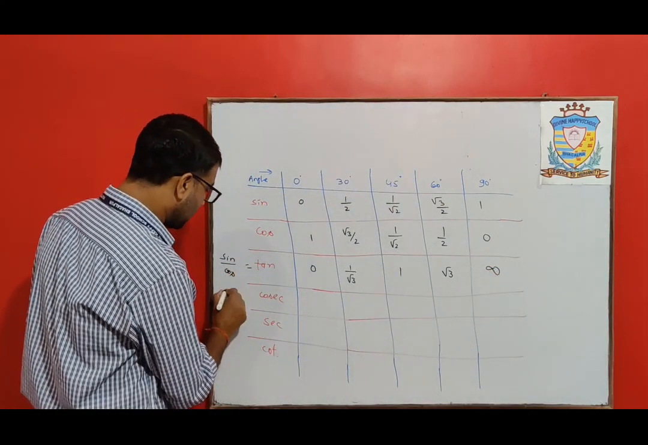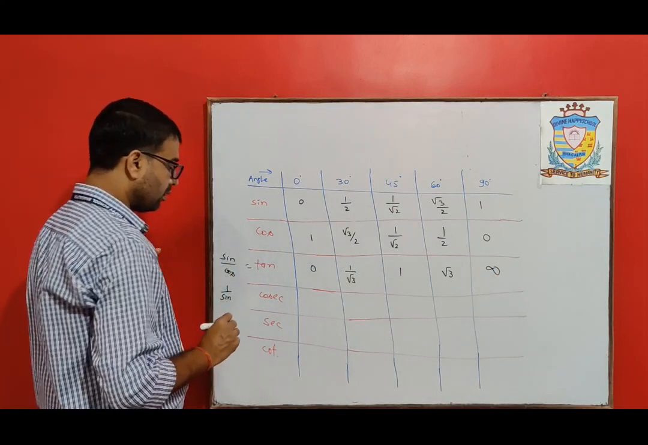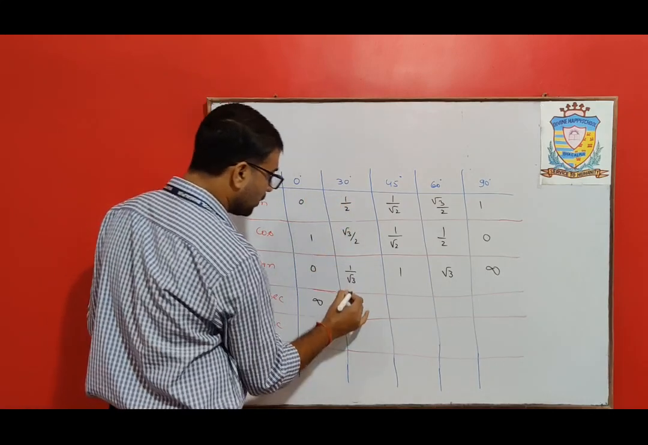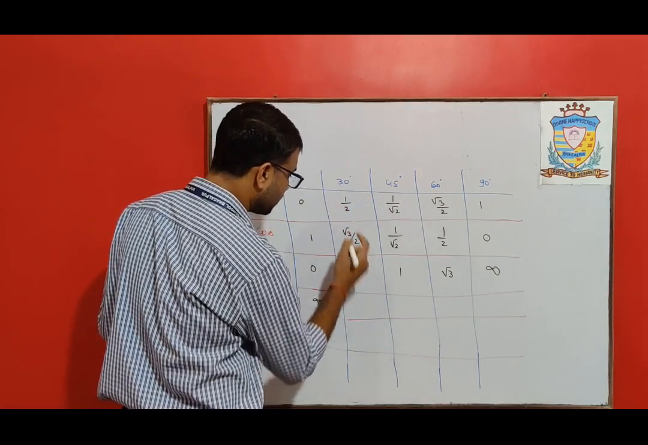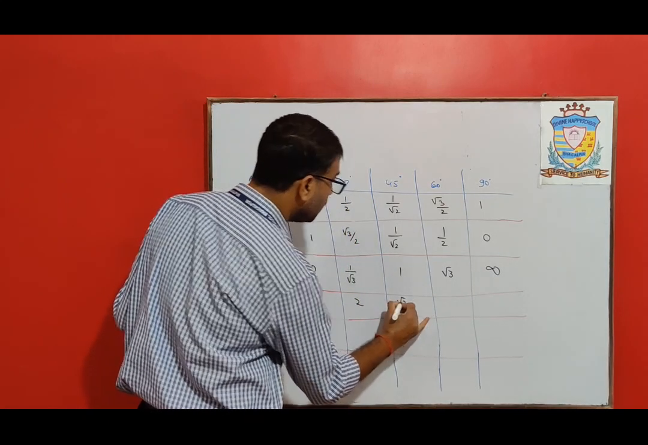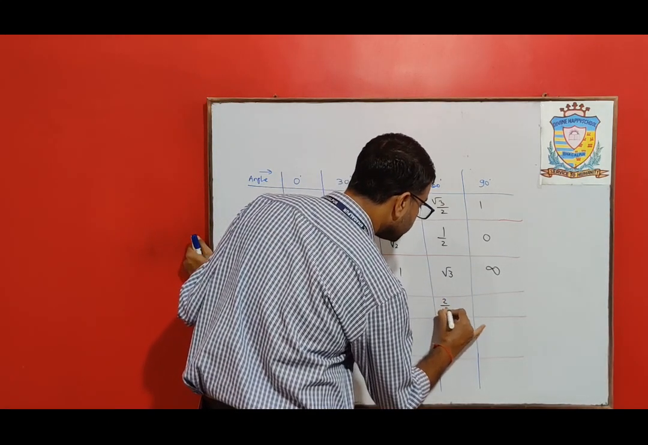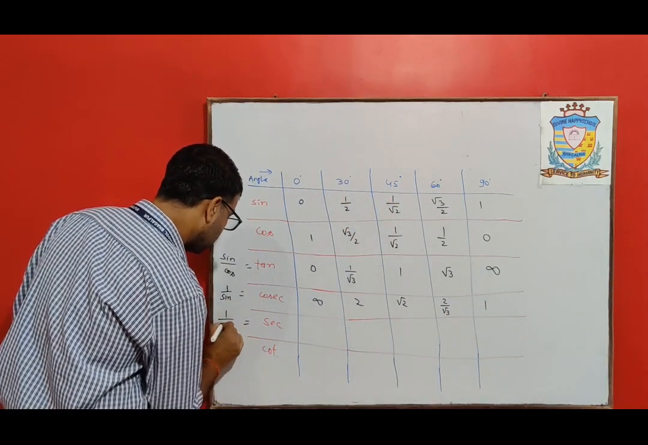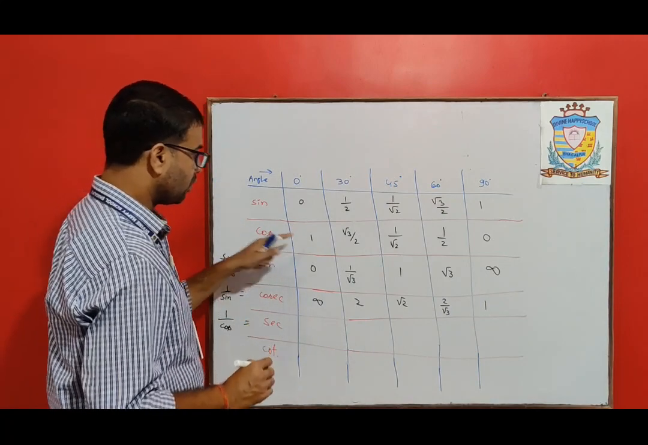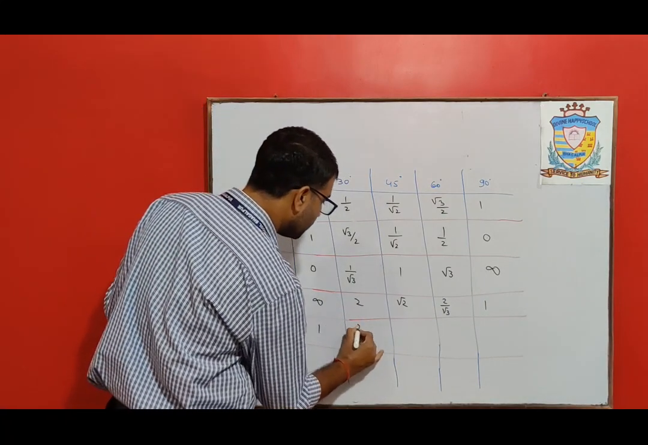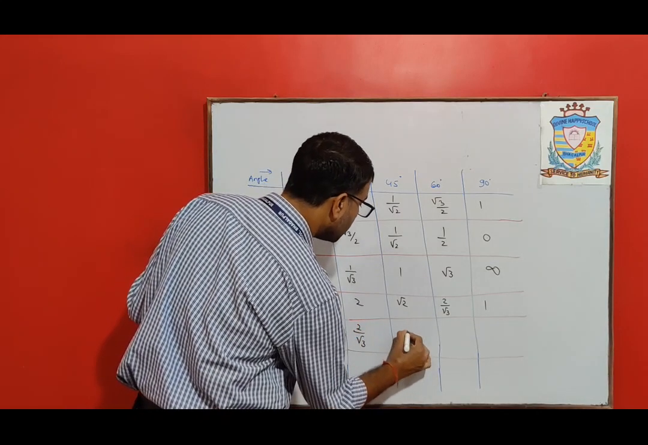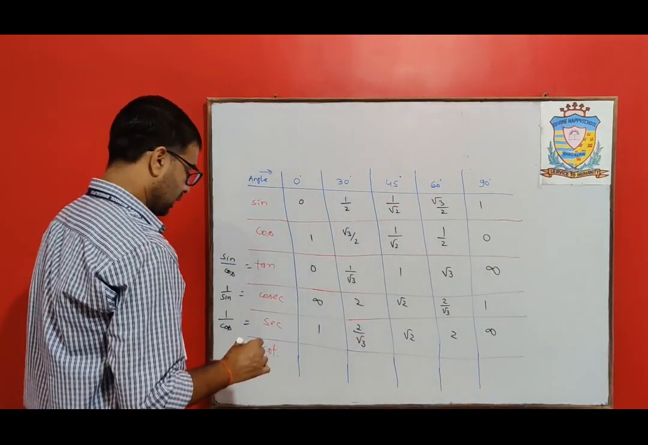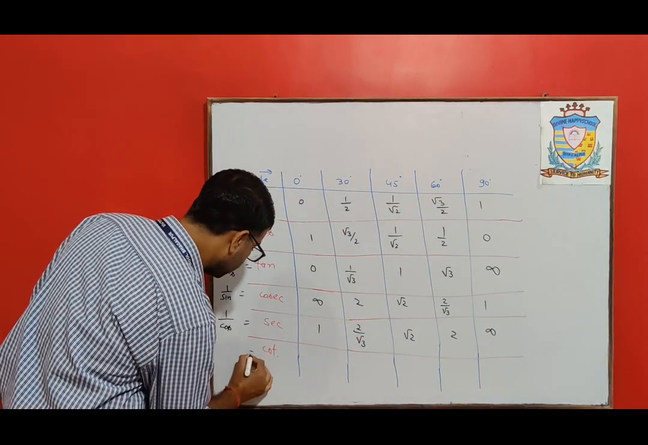Here cosec, that is 1 by sine. Okay. So 1 by 0, again indeterminate; then the reciprocal of these values, that is 2, 2 root 2, 2 upon root 3 and 1. Clear? Sec can be written as 1 upon cos. So 1 upon cos: 1 by 1, 1; 2 upon root 3; root 2; 2; and 1 by 0, which is indefinite. So cot is 1 by tan.